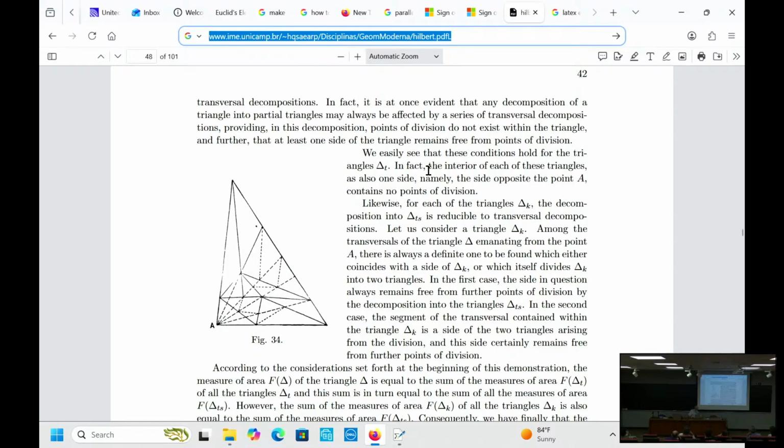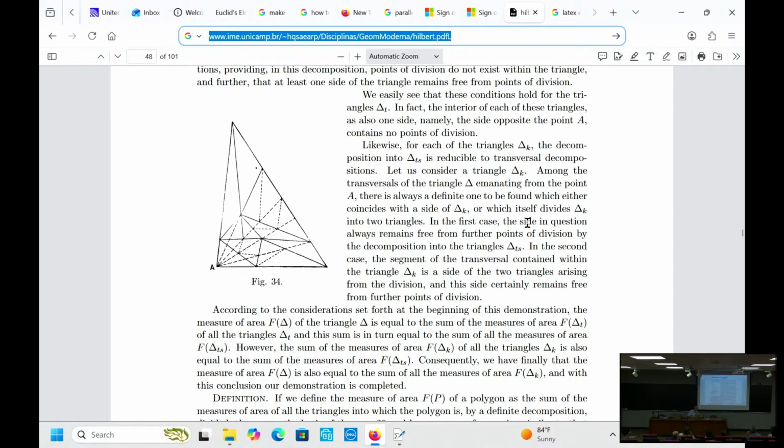And Hilbert isn't, for each of the triangles, the decomposition into it is reducible to transversal decompositions. I don't think he is really trying to prove that. He's saying that's clear, and it isn't at all clear to me. But saying that you restrict to those, that's certainly an approach.